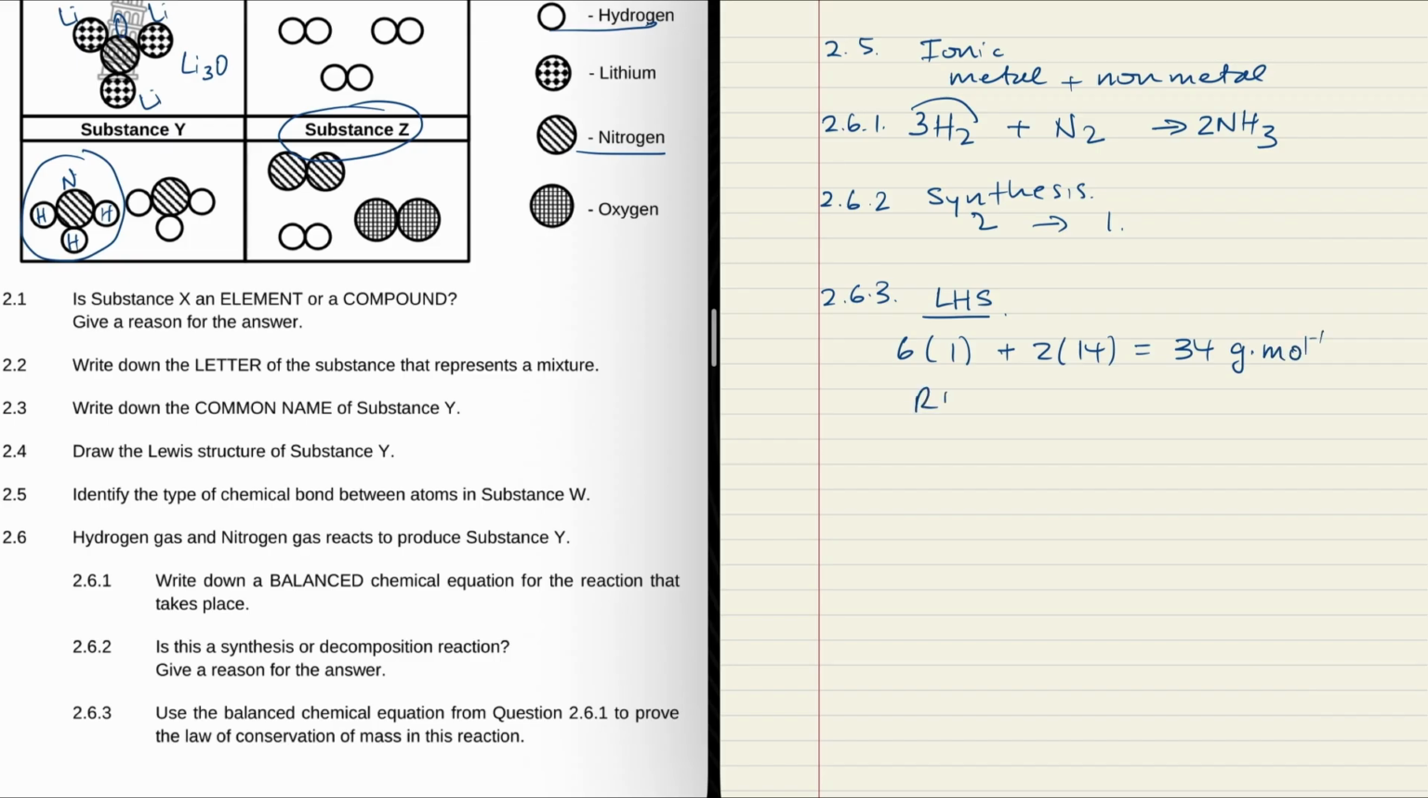Now the right-hand side is going to be 2 times 14 plus 6 times 1, and that's going to equal 34 grams per mole. And so we have proven it. So we can say that the mass of the reactants is equal to the mass of the products.